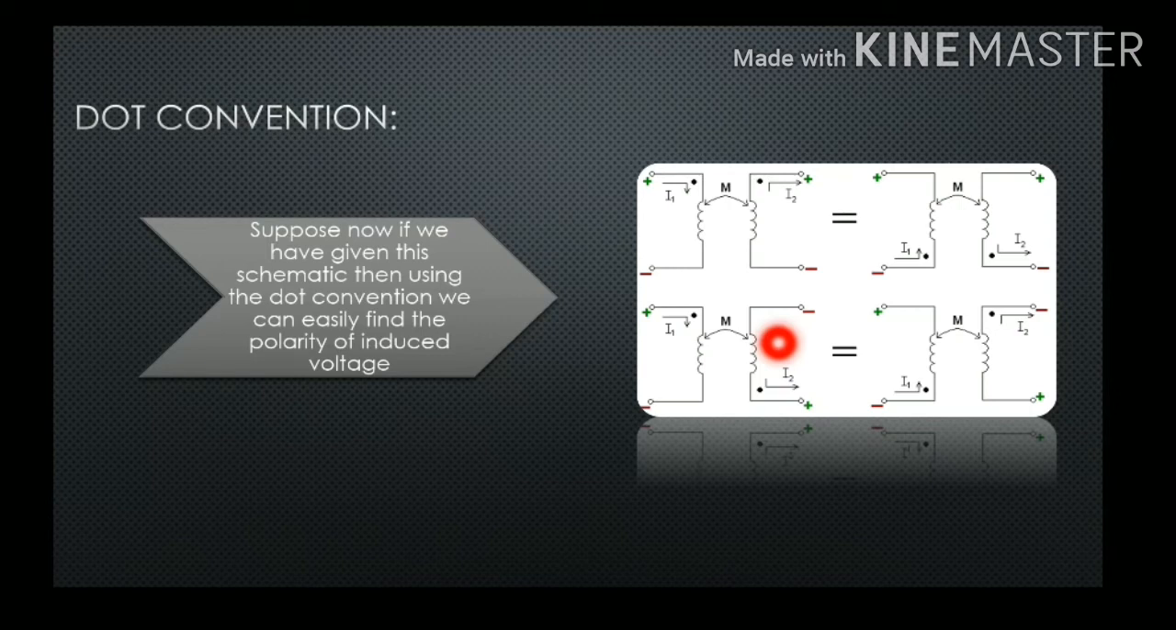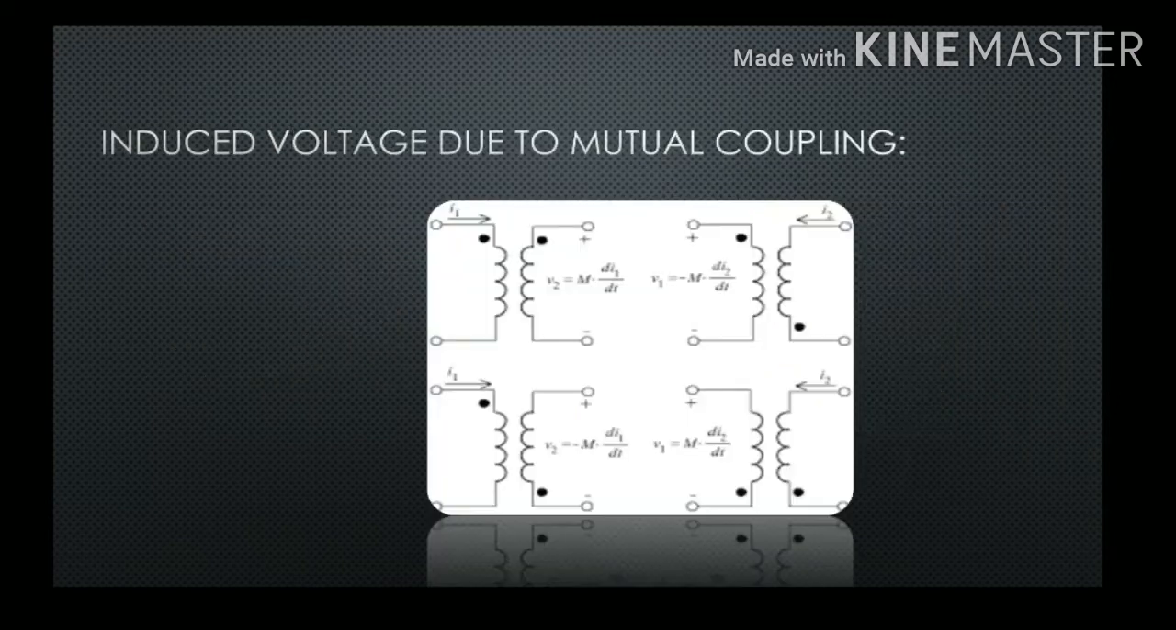V is equal to minus M into dI by dt. Here these are the expressions. Here the voltage induced in the secondary coil due to the current flowing in the primary coil will be V2 is equal to M into dI1 divided by dt. Here the voltage due to the mutual inductance is positive, so that the flux gets added up.